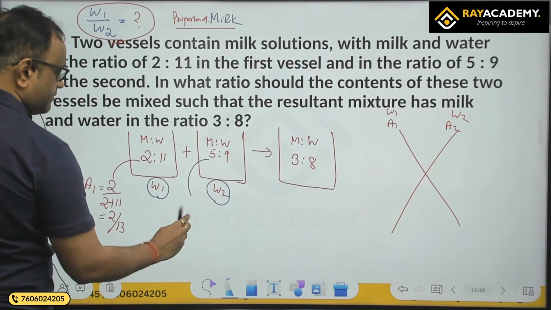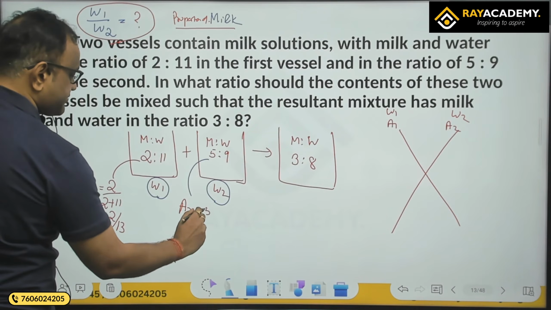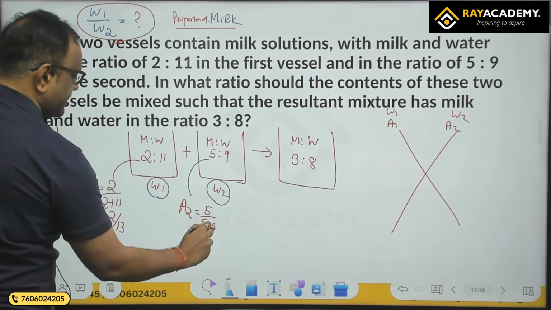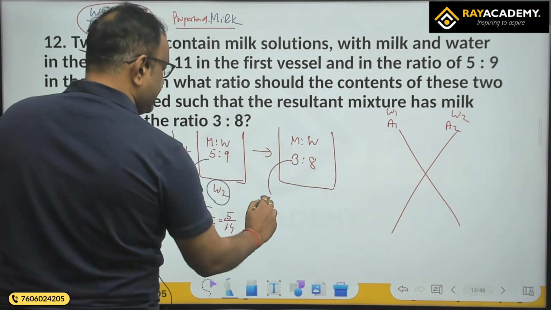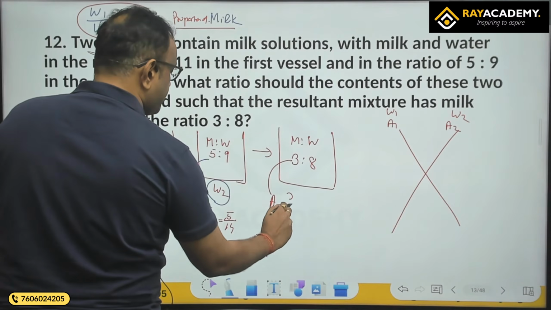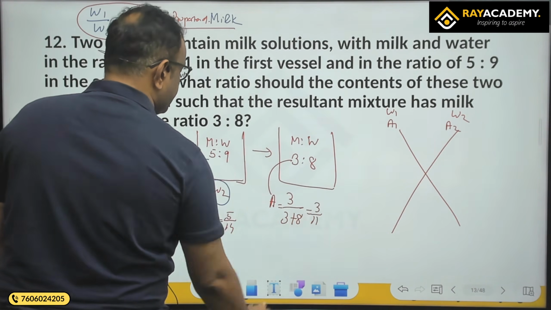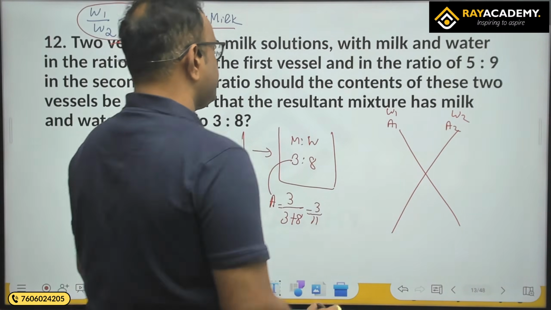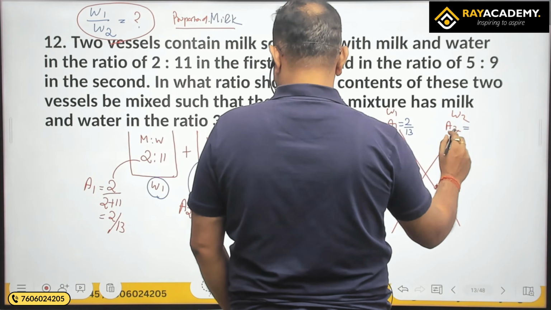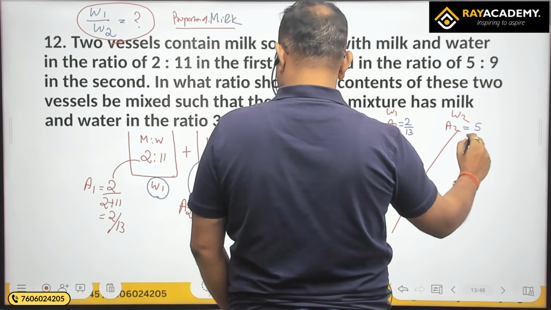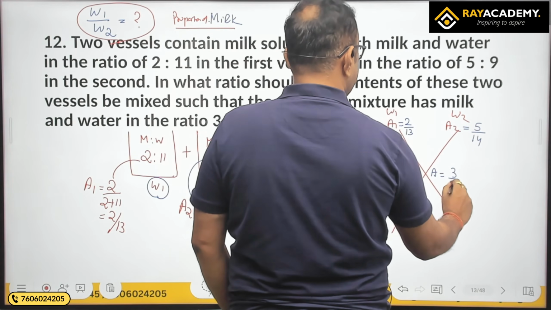Similarly, what will be A2? A2 is also the proportion of milk in the second vessel. That is 5 by 5 plus 9. That is 5 divided by 14. And similarly, A is also the final mixture, what is the proportion of milk? 3 divided by 3 plus 8, that is 3 by 11. Okay, now we can put it. This is 2 by 13, this is 5 by 14, and this is 3 by 11.